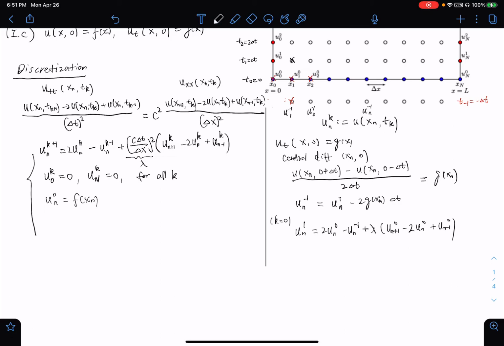So in other words, we are just applying the recursion formula to the points on this row for every xn. Okay, and since we know, for example, this value will be related to this value, we can plug in this kind of equation to this equation.